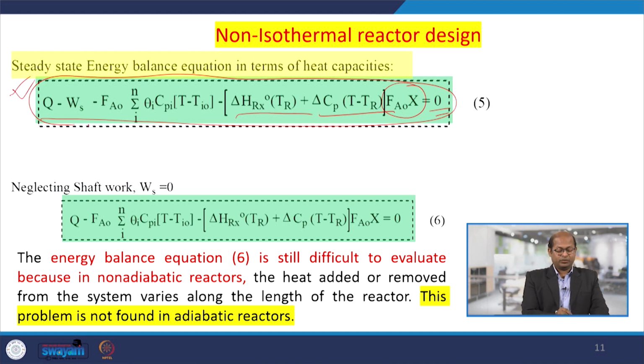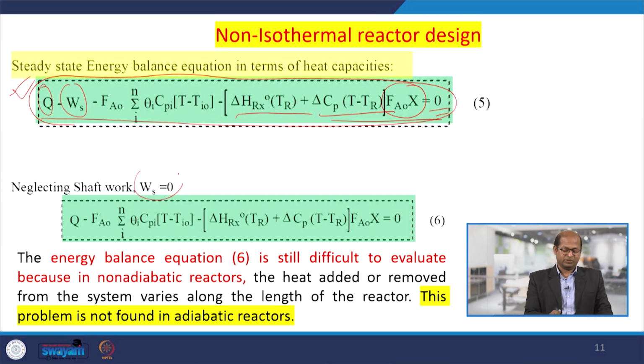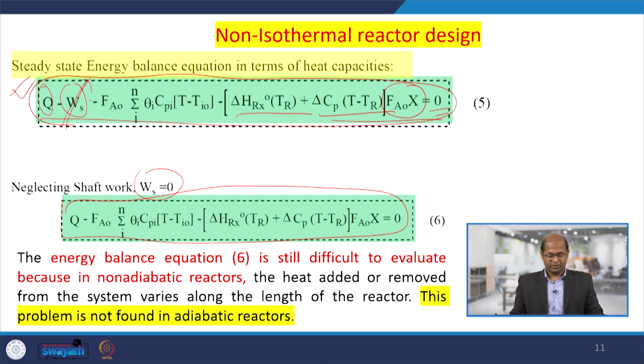Here we have the shaft work and the heat supplied to the system; this is the general energy balance equation. At the beginning we considered work done by the system, the shaft work as well. If we consider that there is no shaft work, then this part can be eliminated. Then, after eliminating this part, equation 5 can be written this way as equation 6.